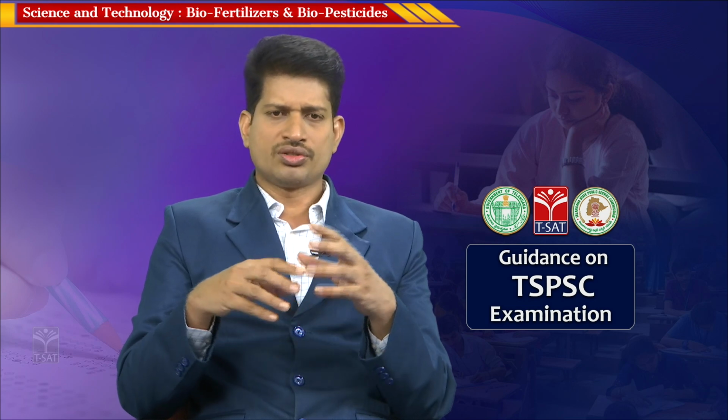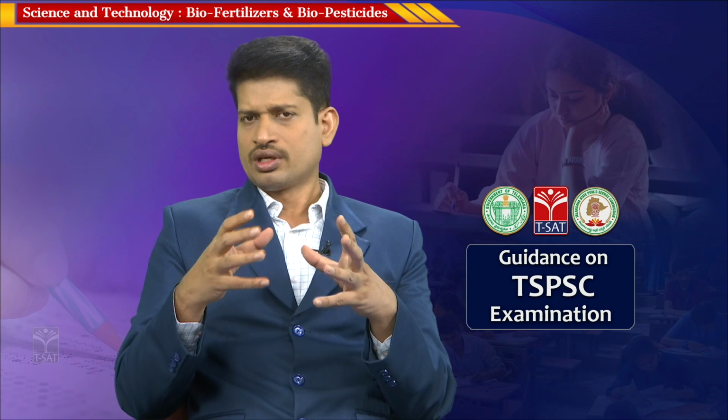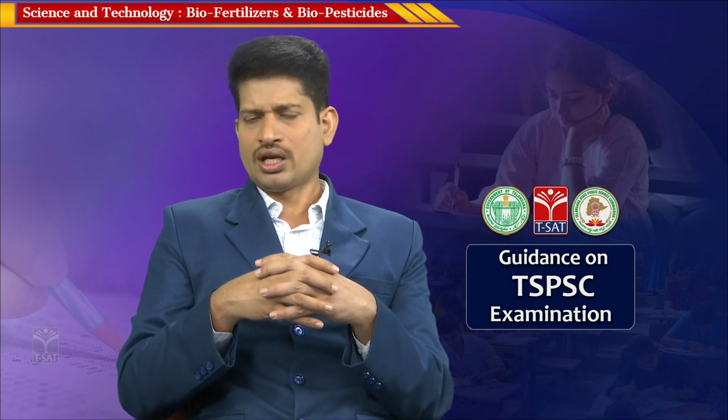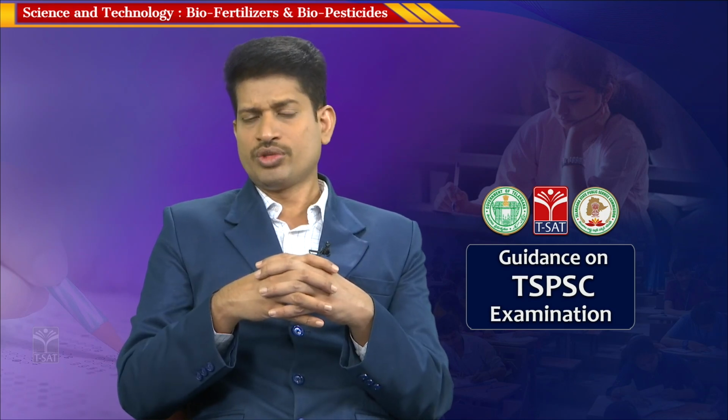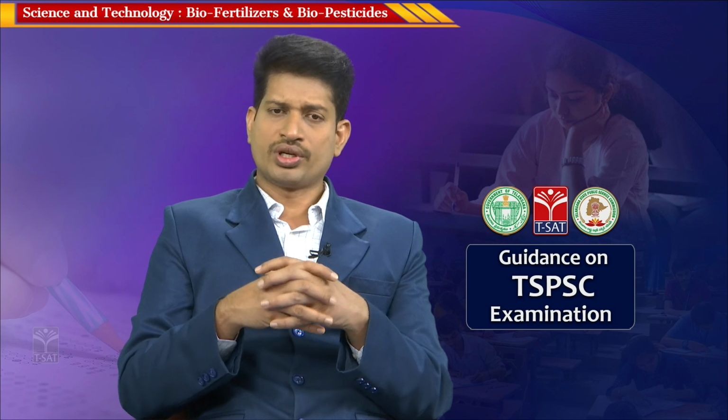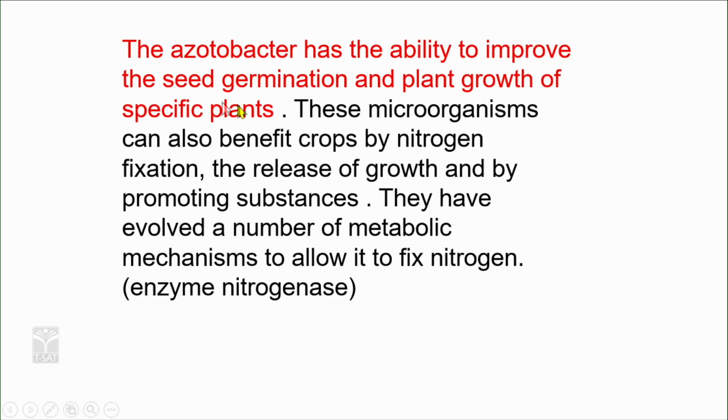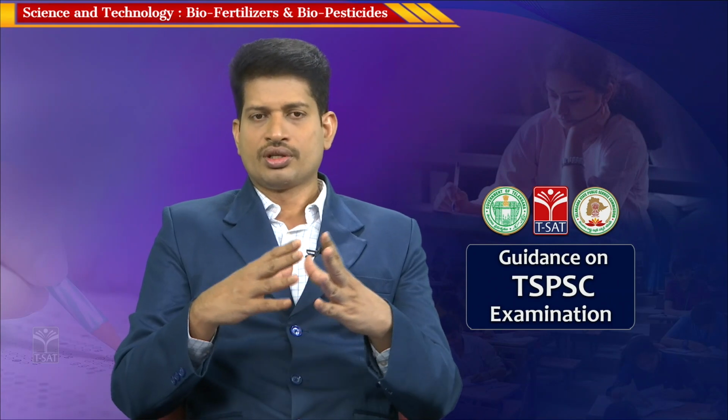So what is happening is this azolla, when it has been cultivated as a kind of algae, can be used as a feed in poultry and fish. The azotobacter has the ability to improve the seed germination and plant growth of specific plants. See this. Here in this case, the azotobacter is a bacteria which is being used for a different purpose. Here, this is being used for an effective seed germination.